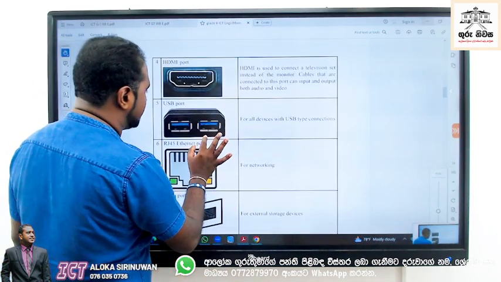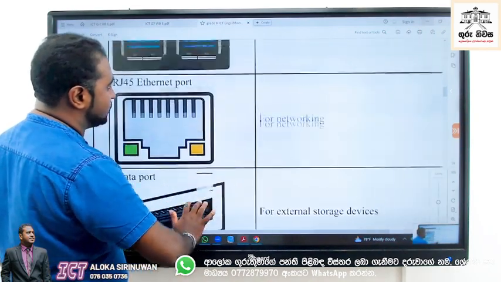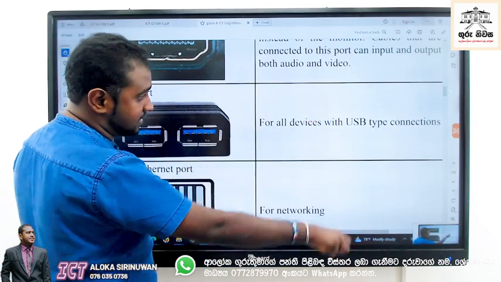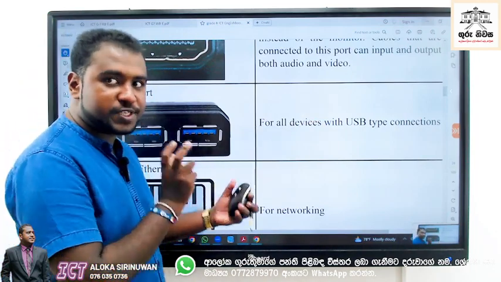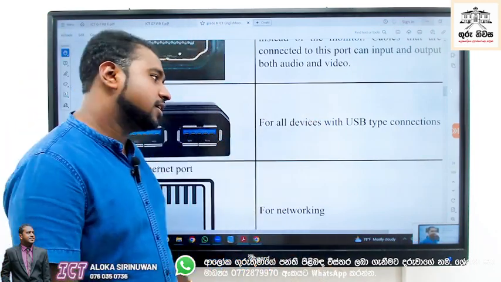Then the USB port is used to connect a lot of devices with a USB connection. Right, Imasha?